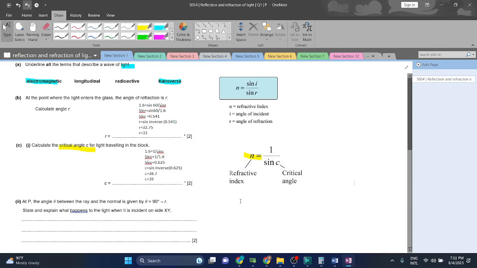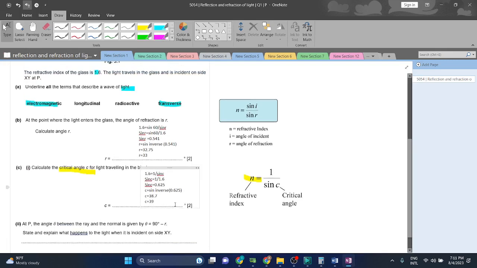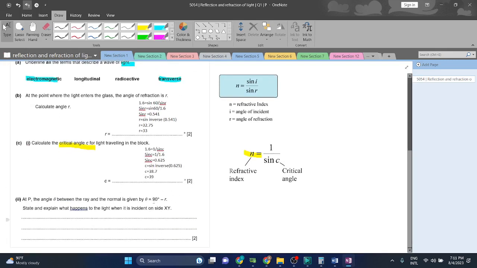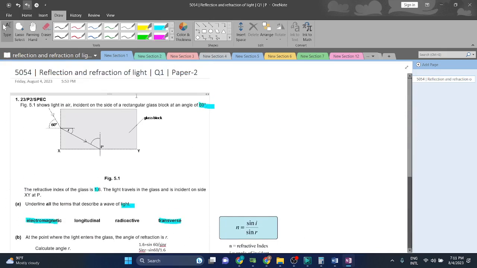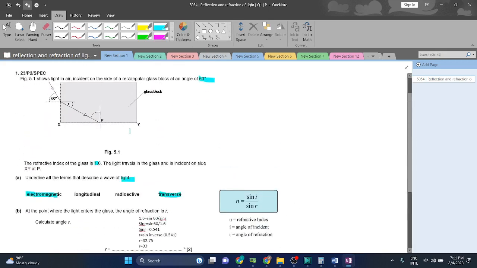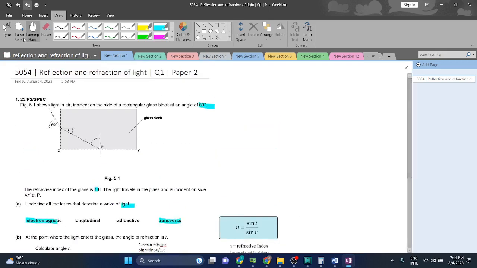Okay, at P, the angle theta between the ray and the normal is given by 90 minus r. State and explain what happens to the light when it is incident on the side xy. First of all, we have found this angle. What this angle is, we just found it. It is 33.